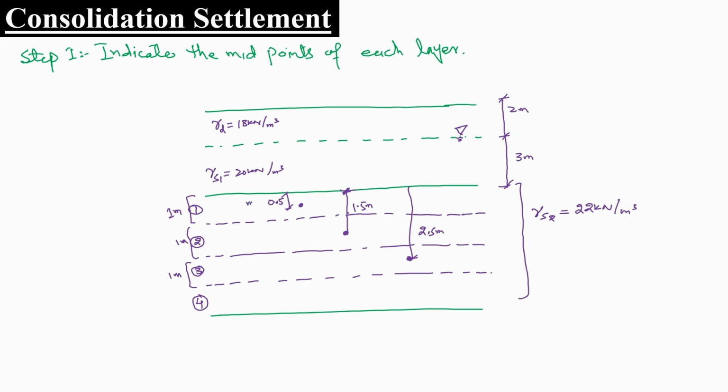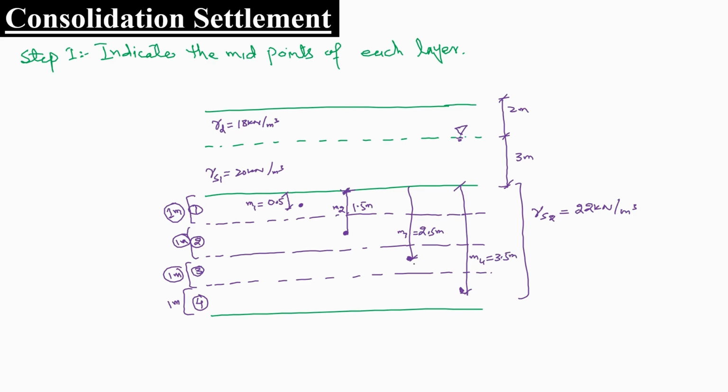You can say M1 midpoint 1, midpoint 2 and midpoint number 3. So what will be midpoint number 4? What is the distance from the top of the clay? This will be M4, equal to 1 plus 1 plus 1, and the fourth layer is also 1 meter. So you will add half of this 1 meter, 0.5. This will be 3.5 meter.